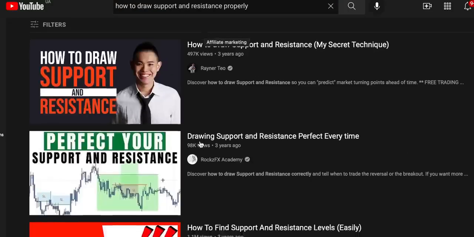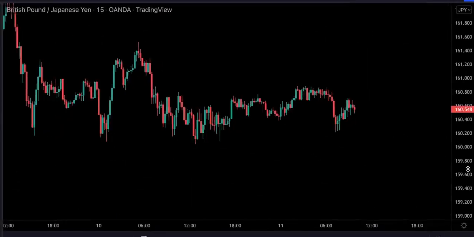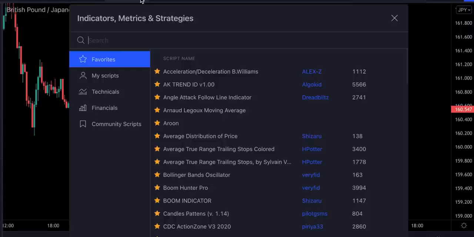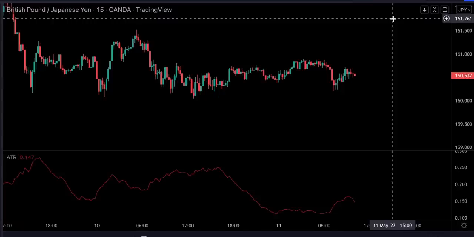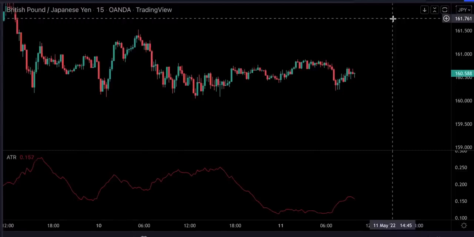Okay, so we're currently looking at the British pound, Japanese yen, 15-minute chart, and for this strategy we're only going to use one indicator, and that indicator is called average true range. Okay, so the ATR is a market volatility indicator used in technical analysis. It's typically derived from the 14-day simple moving average of a series of true range indicators. So this indicator basically tells us how far the price can go in any given direction per one candlestick.